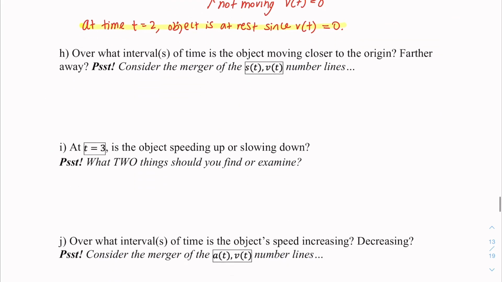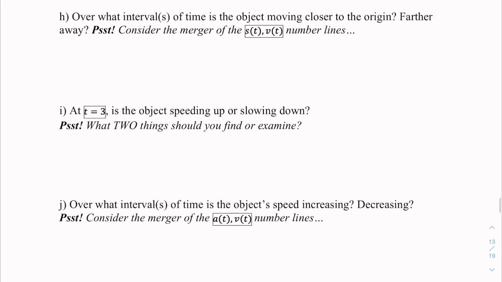So for H, what interval of time is the object moving closer to the origin? Okay, since we want an interval of time, we'll have to do our number line. And we're going to consider both S and V as we said before. So if we're moving closer to the origin, think about it, draw a sketch if you need to. What must be true about S and V? Should they have the same signs or opposite signs?